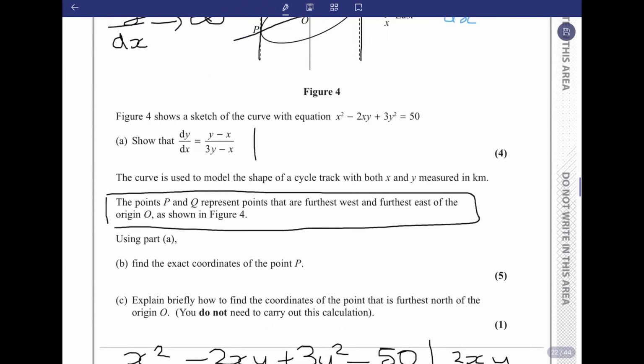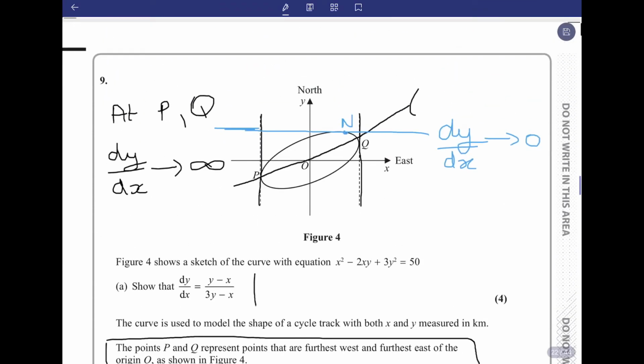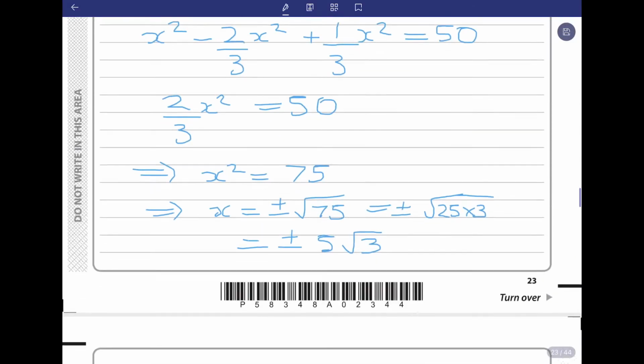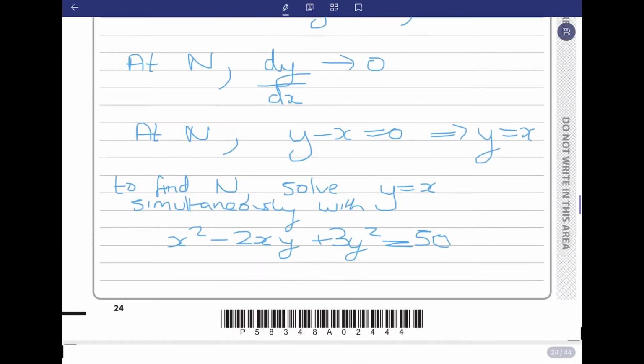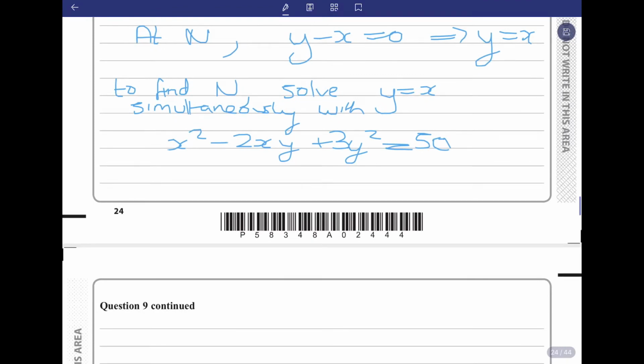And as we're looking for the most north point, both x and y are positive. If we were looking for the most south point, that would be down here somewhere. We'd have x and y negative. So this time, rather than take the negative solution, we take the positive solution. So you need to write that in, otherwise you won't get the mark. And take positive solution.